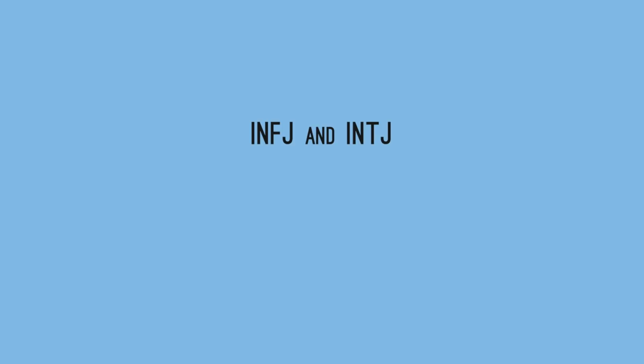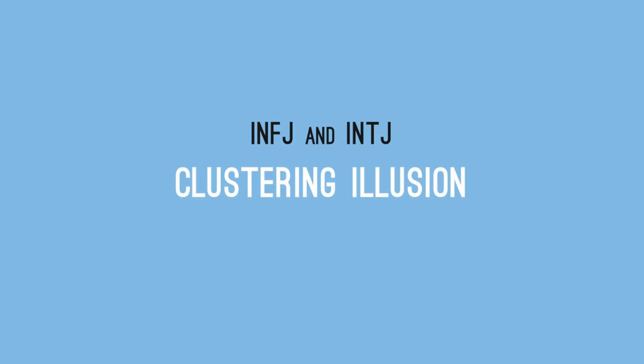INFJs and INTJs. Clustering illusion. Both of these types are pattern-finding machines, although the areas they turn that skill to might differ. Sometimes an elegant narrative that connects disparate data points together is very seductive, since it offers the promise of a eureka moment. The clustering illusion bias describes the tendency of people to find connections where there aren't any, or to be more specific, to create connections that could make sense, but ultimately don't when you have sufficient data.